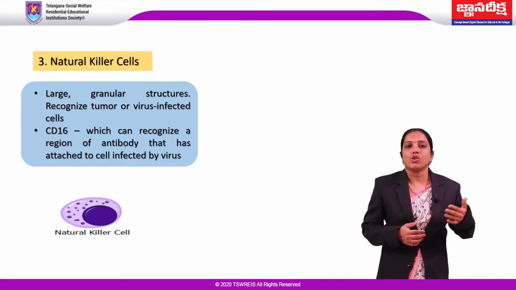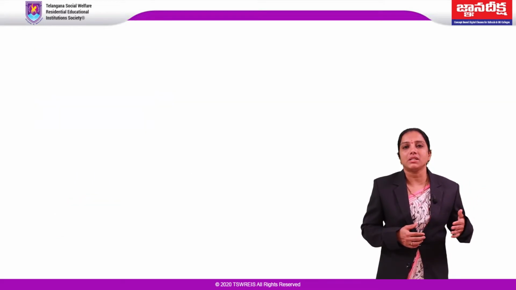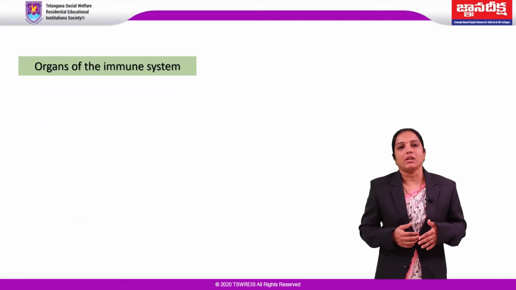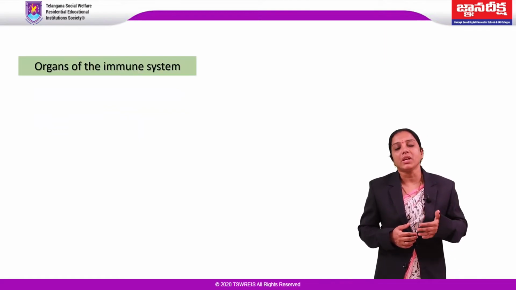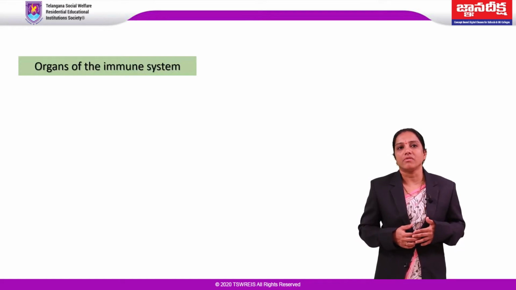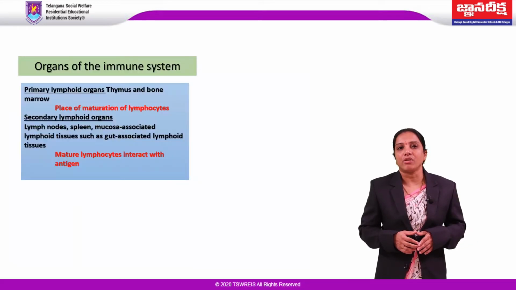And next is about the organs of the immune system. That is the next part of our topic with the cells of the immune system. We will discuss the organs of the immune system. So, the immune system works better when both cells and organs are present in an organized manner. The immune system is organized with different types of organs which are categorized into primary and secondary lymphoid organs.